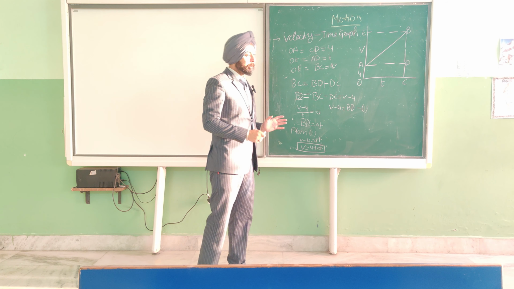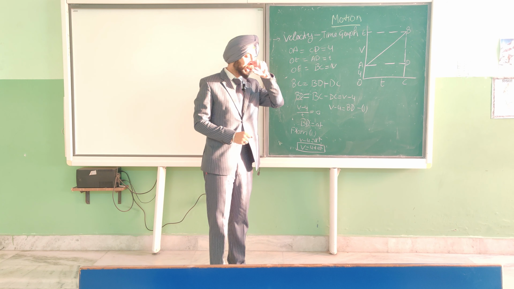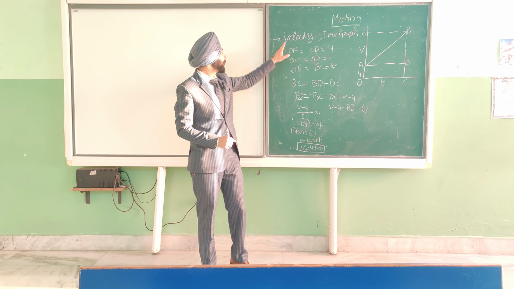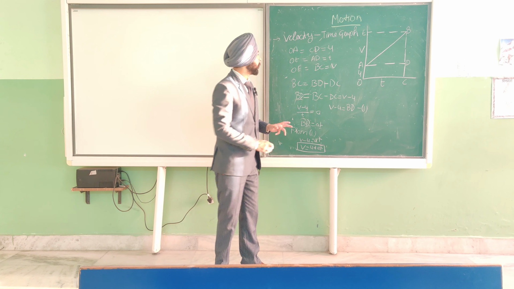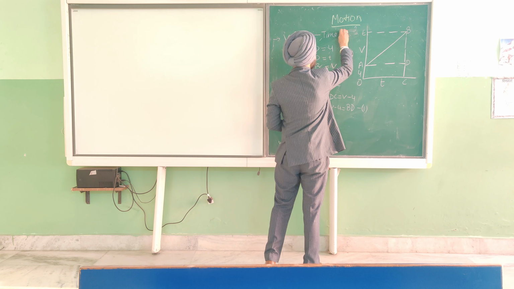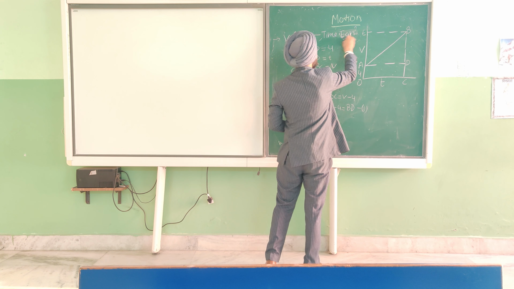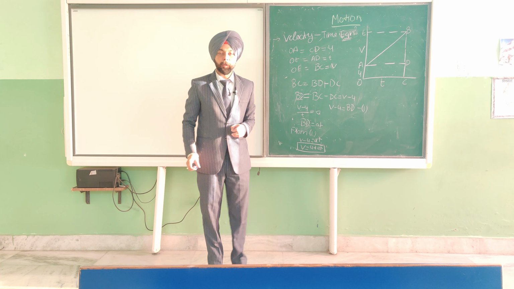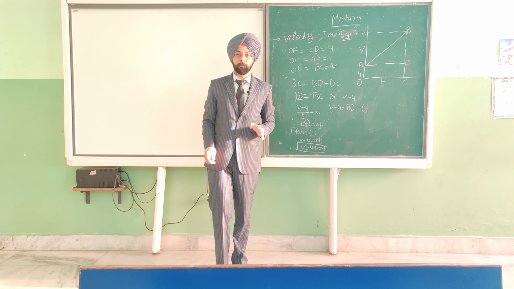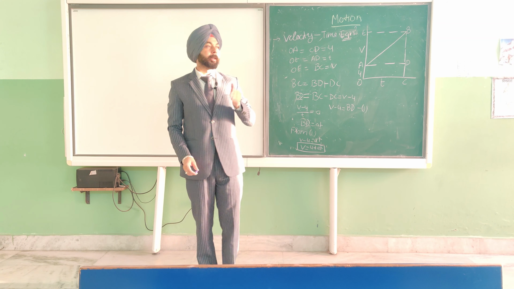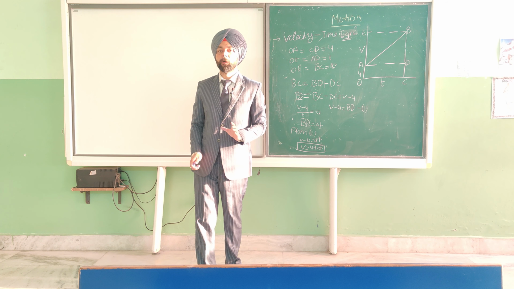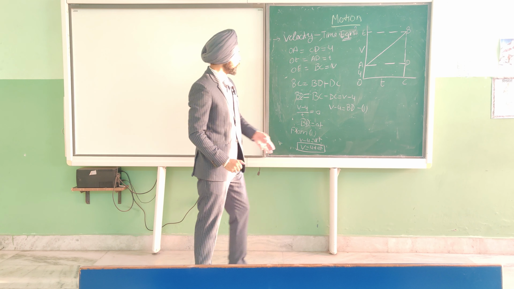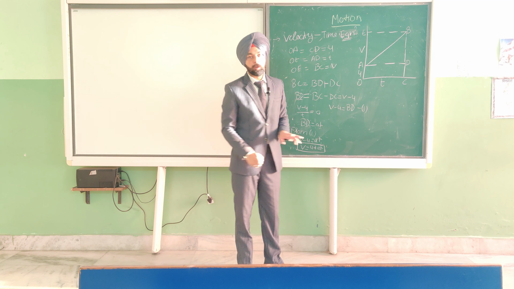Okay, now in the equations of motion, there are three equations. First one is the velocity-time equation. We can write the equation, and the second one is the distance-time equation. Third one is the distance-velocity relation equation. Okay, so this graph is important in three cases.